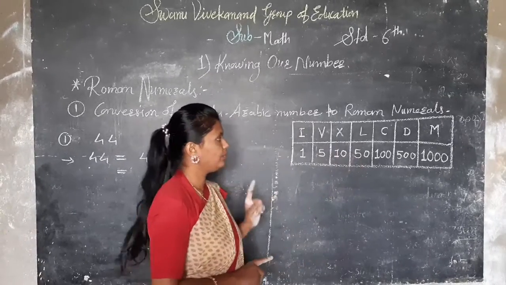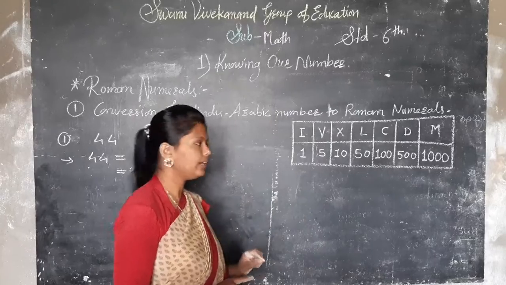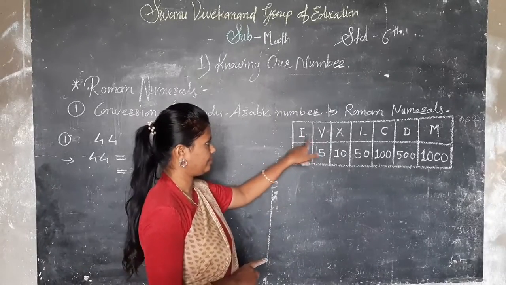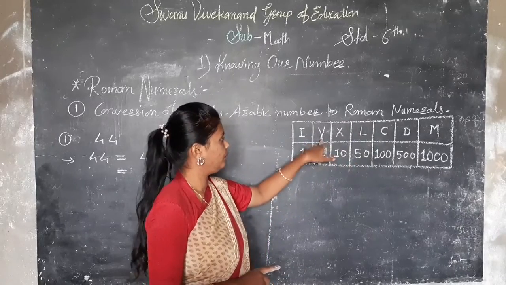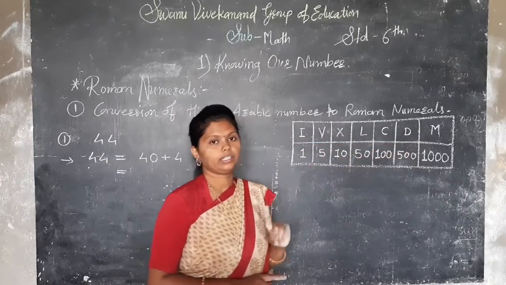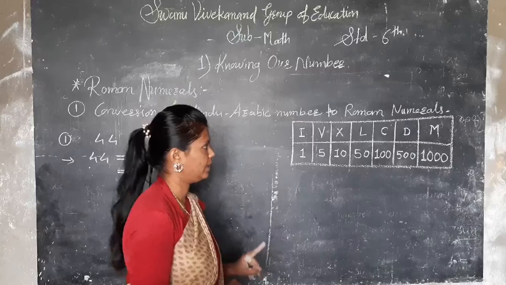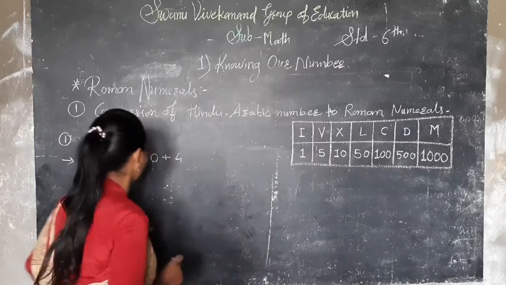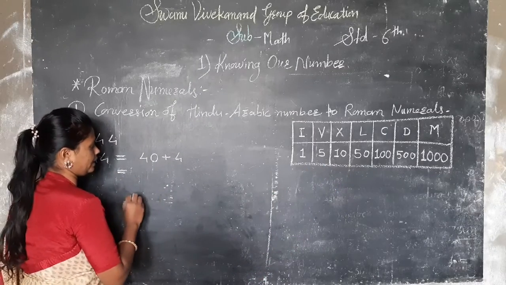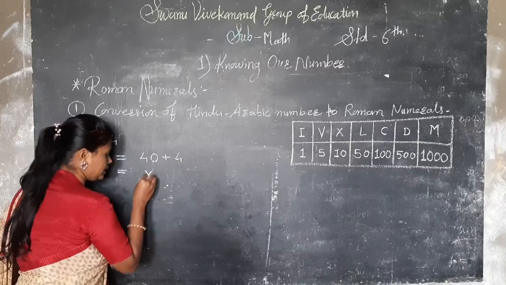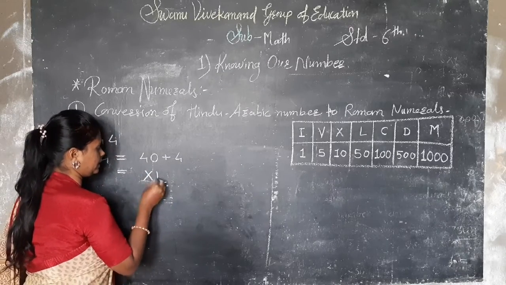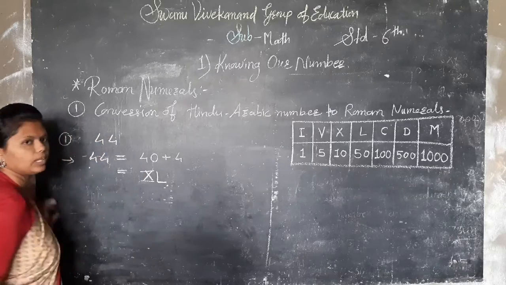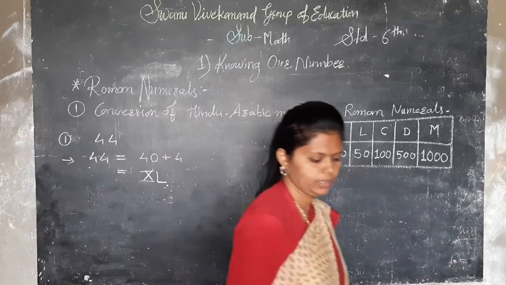And which symbols can be repeated? These are I, X, C. Those can be repeated. V, L, D, those symbols are not repeated. So 40 is written like this. This is 10 subtracted from 50. Isn't it?